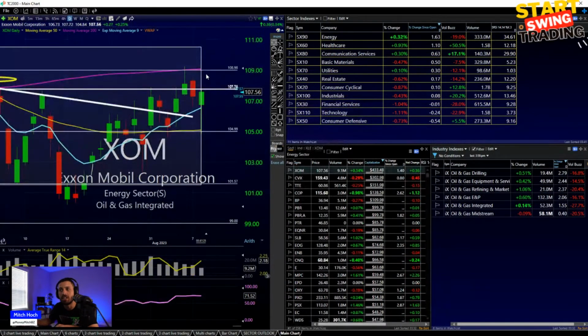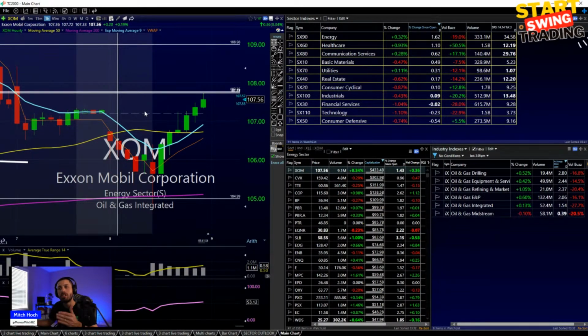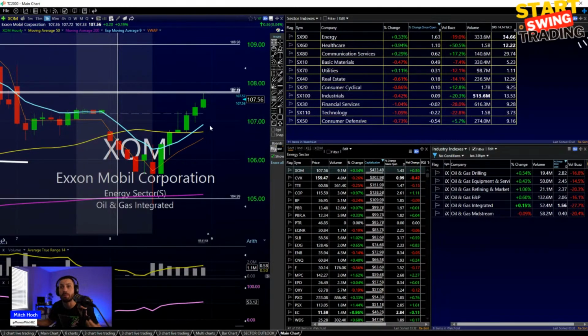Exactly what I wanted to see in XOM today. I talked about it before the open on live trading. I said I'd look for an hourly candle on XOM to make that move to 105, but then create a huge wick as the next hourly candle recovers 106 and it starts making a move towards 107. Well, we got that and more, as XOM back up there towards 107.56 and starting to come back. Perfect play there.